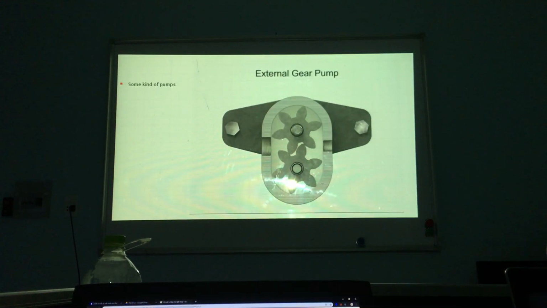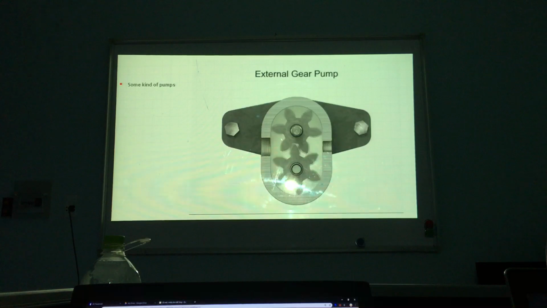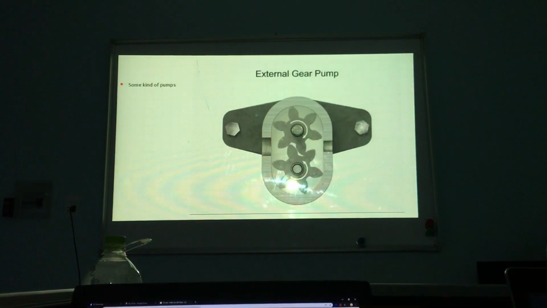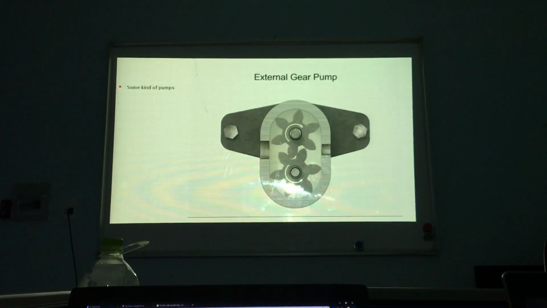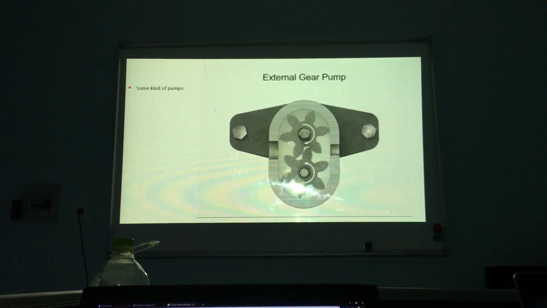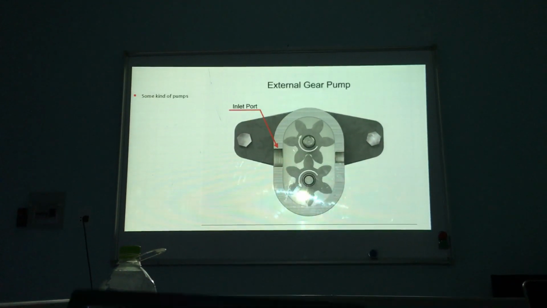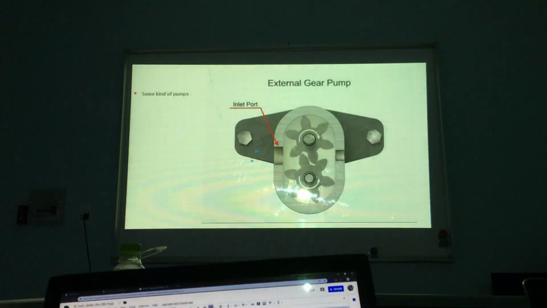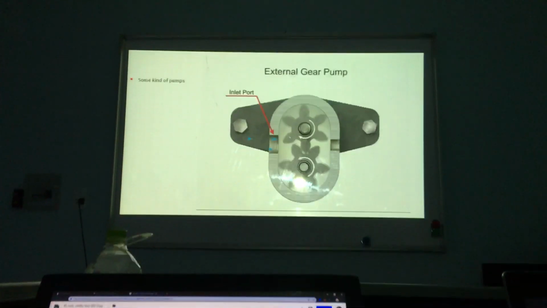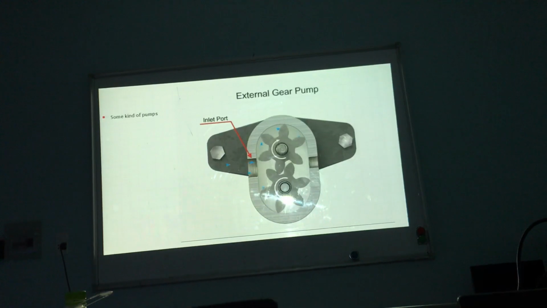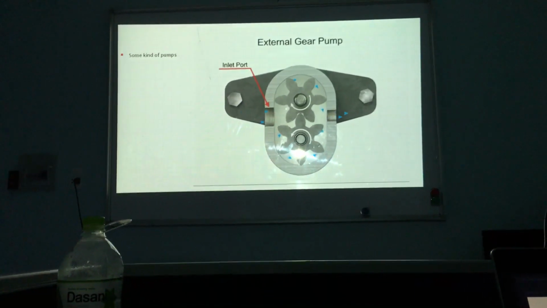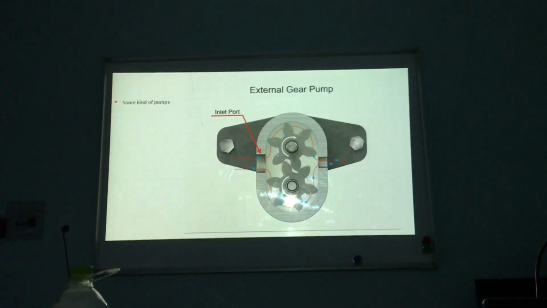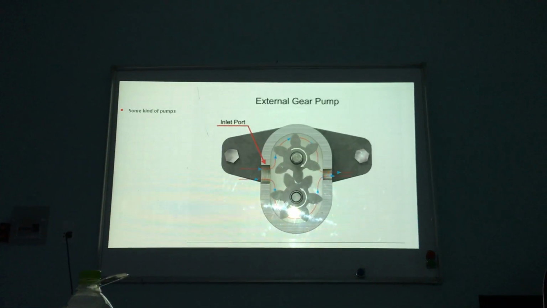As the gears rotate away from each other and come out of mesh, they create an expanding volume on the inlet side of the pump. It creates a vacuum at the inlet port, allowing fluid to flow into the pump. Then fluid flows into the cavities and is trapped by the gear tips.